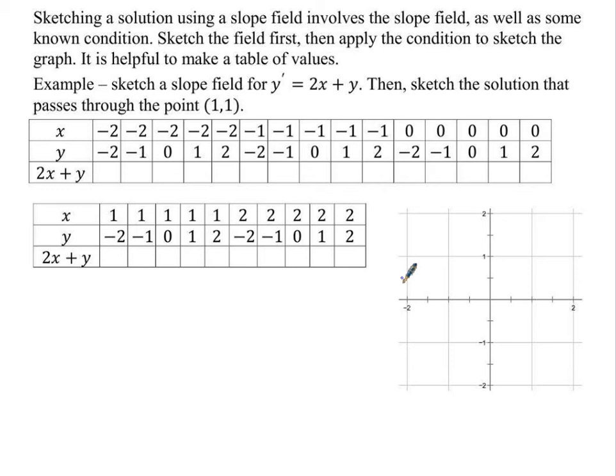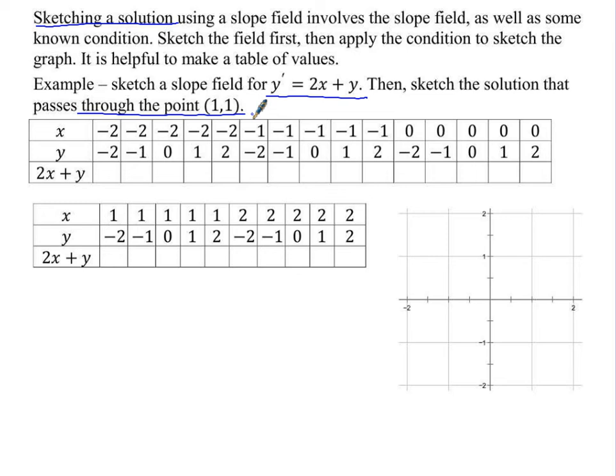But then, sketching a solution using a slope field involves the slope field as well as some known conditions. Sketch the field first, then apply the condition to sketch the graph. It's helpful to make a table of values, so I gave you the table of values. So we want to sketch a slope field for this guy. Then sketch a solution that passes through the point 1, 1. So let's worry about the slope field first, and then we'll try to sketch in that particular solution.